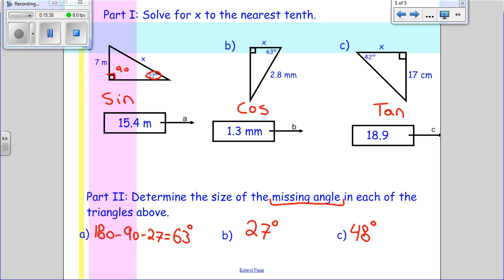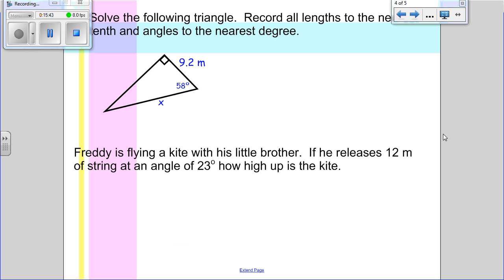All right, our last question. So trigonometry is not too difficult, but what really seems to make trigonometry more difficult is word problems. This first problem here says solve the triangle. When you see solve the triangle, that means you have to find every missing side and every missing angle.